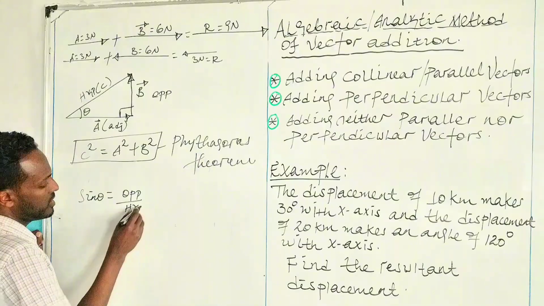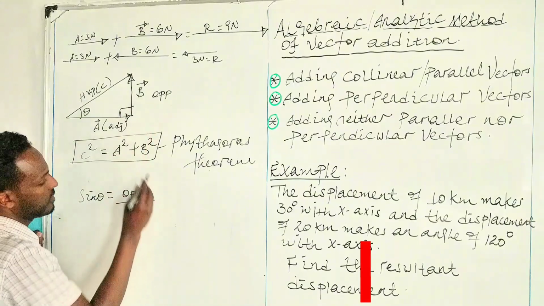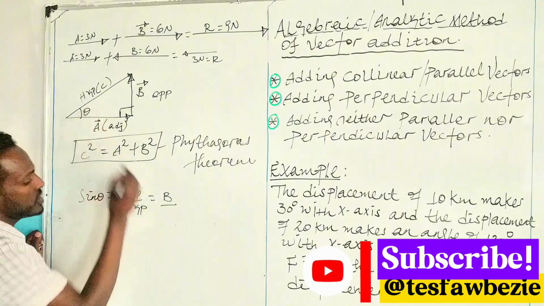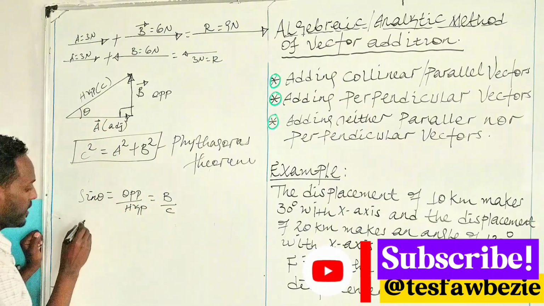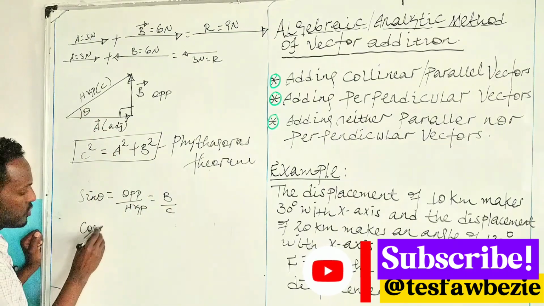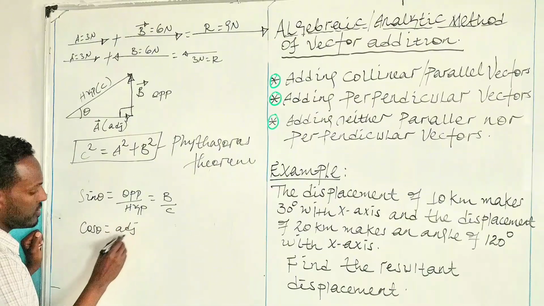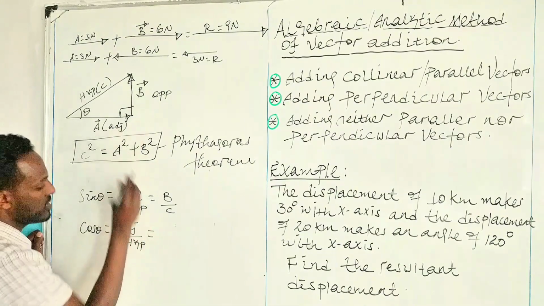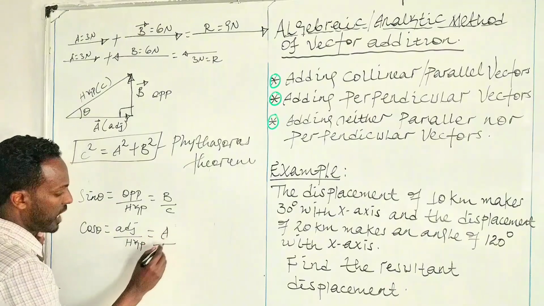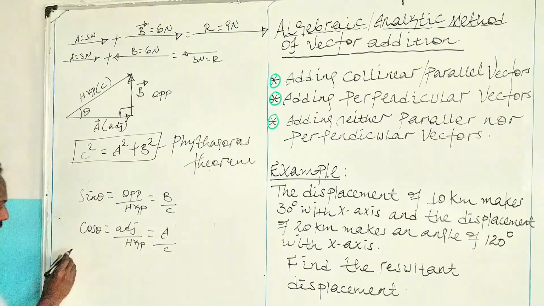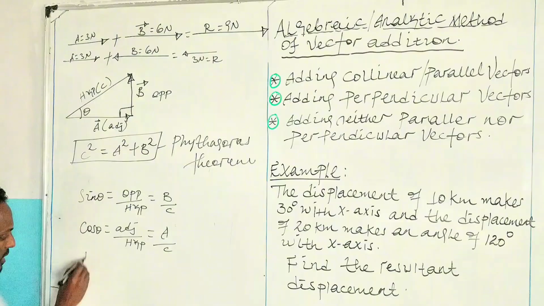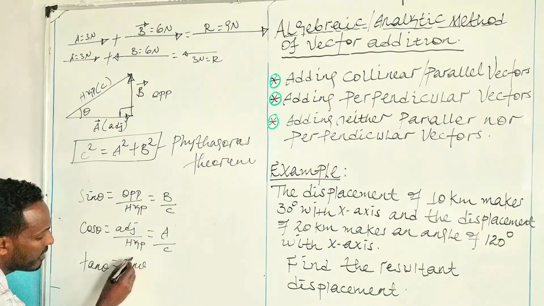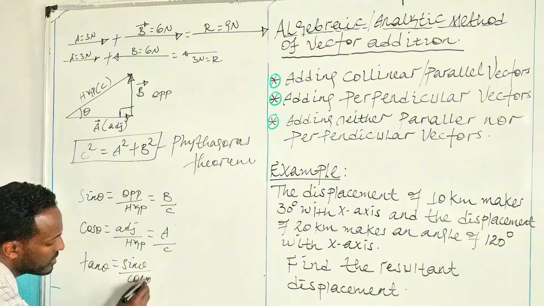The hypotenuse side, where the opposite side is what? Vector B, magnitude of vector B over what? The hypotenuse, which is the resultant or C. And cos theta is equal to adjacent side over the hypotenuse side, where the adjacent side is vector A over the hypotenuse, which is C. And you can alternatively use tan theta, which is the same as sin theta over cos theta.